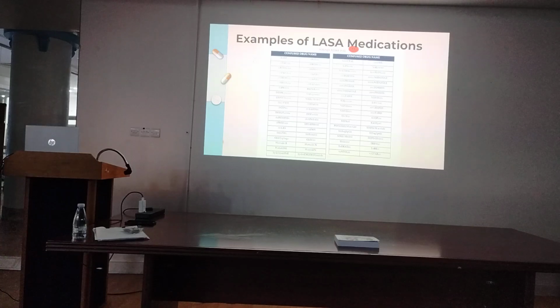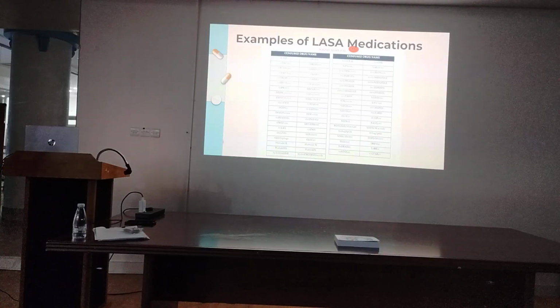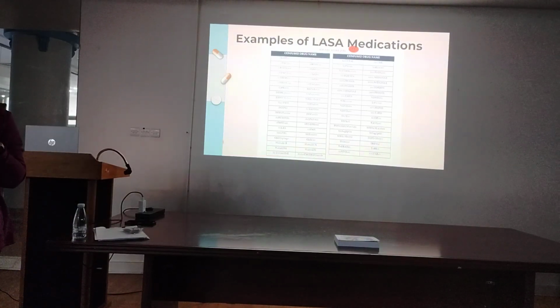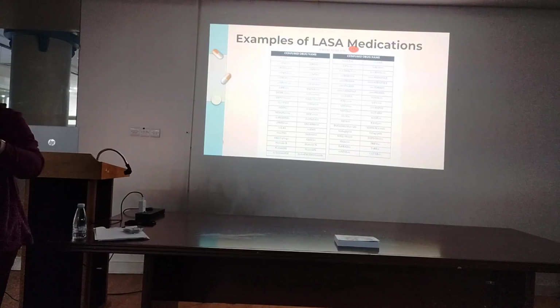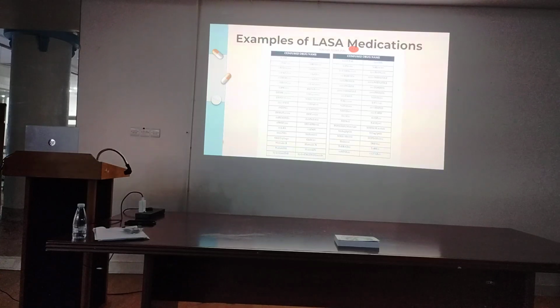This is the list of look-alike and sound-alike medications. What are the colors of the look-alike and sound-alike medications? Orange and green. Okay, orange is for the sound-alike. So there's a label that says, in your crash carts, if you look at the crash carts, look-alike and sound-alike medications would have a label there. One is orange and the other one is green. Okay? This is the list.